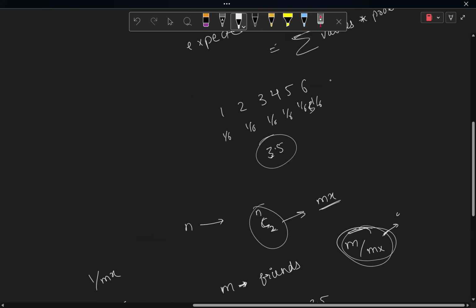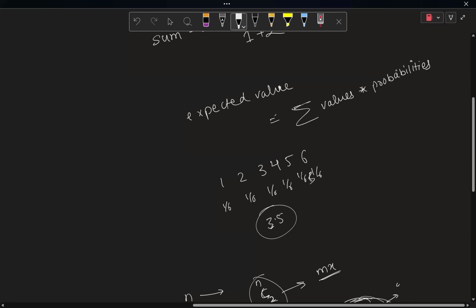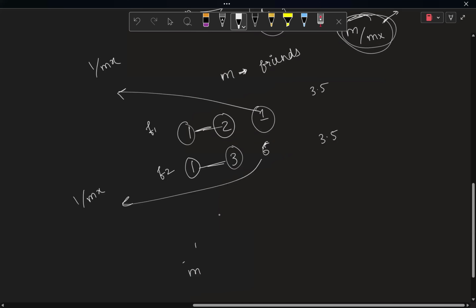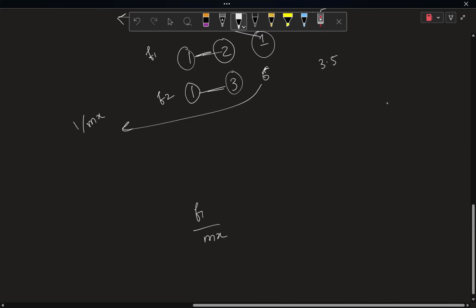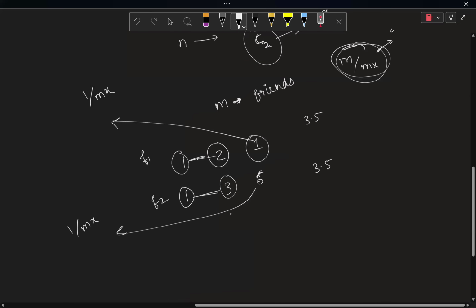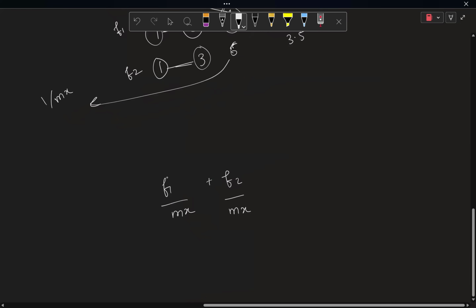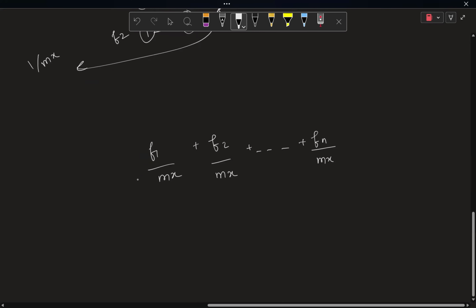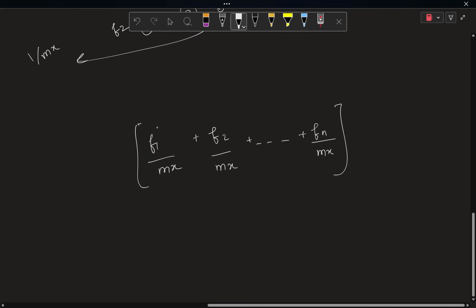the expected value, which is nothing but the weighted average, right? The value into probability, the sum of that thing. So here the value is f1, the probability is 1 by mx, that is nothing but 1 by nC2. Similarly, for the second guy, the value is f2 and the probability is 1 by mx, so f2 by mx, and so on for every guy. This is the expected value you will get in the current excursion. Sorry, this is fm here.